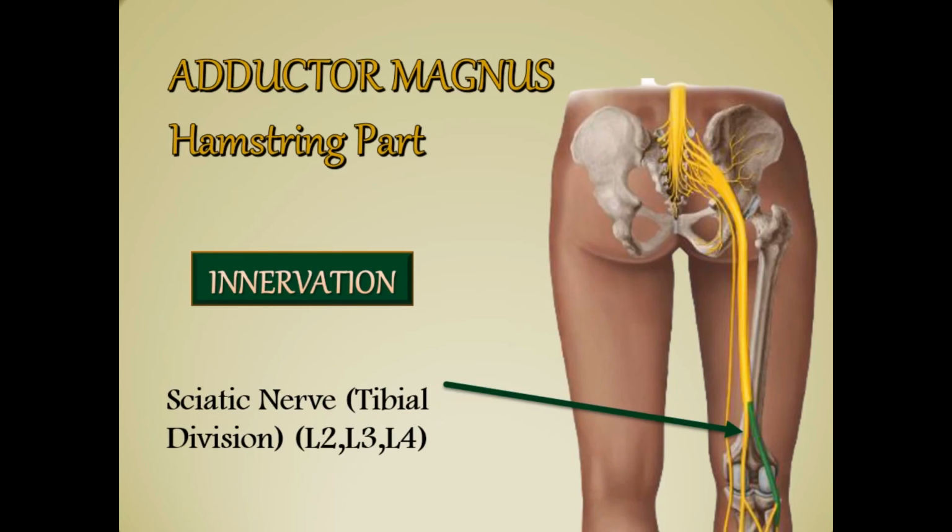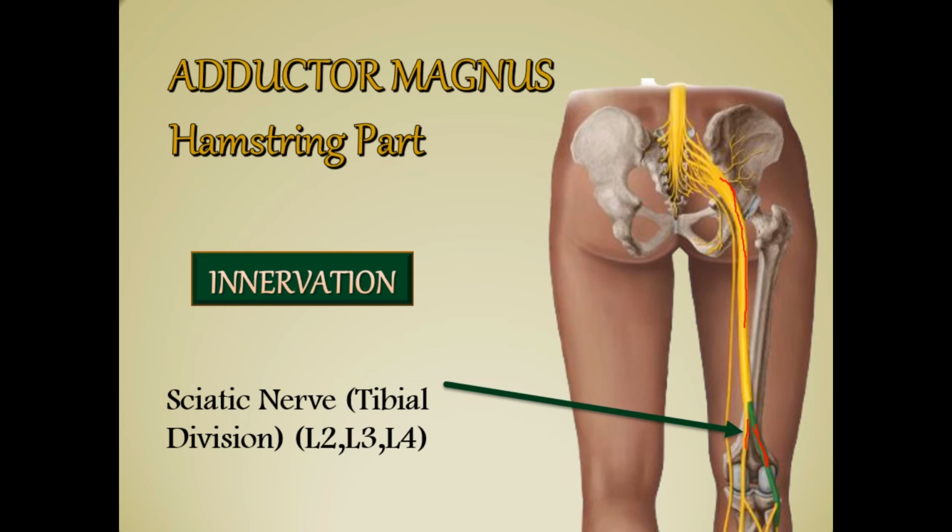Now adductor magnus hamstring part innervation: the sciatic nerve, tibial division. This is the sciatic nerve, this yellow one, the largest nerve. It is composed of two parts. The one highlighted in green is the fibular part, also called the peroneal part. The medial one is the tibial part.